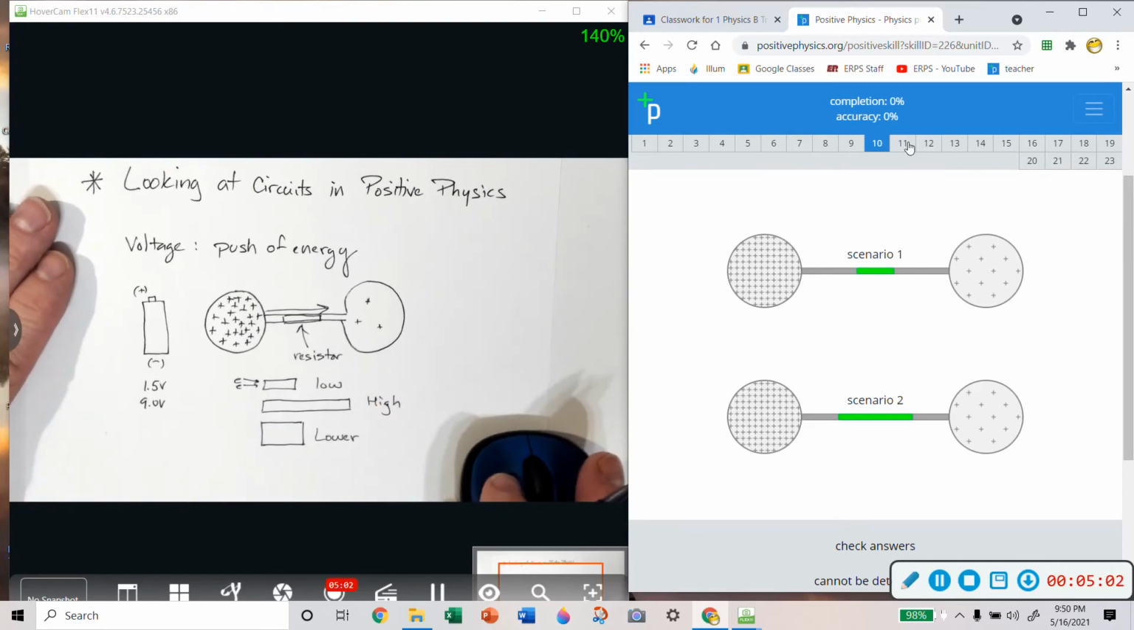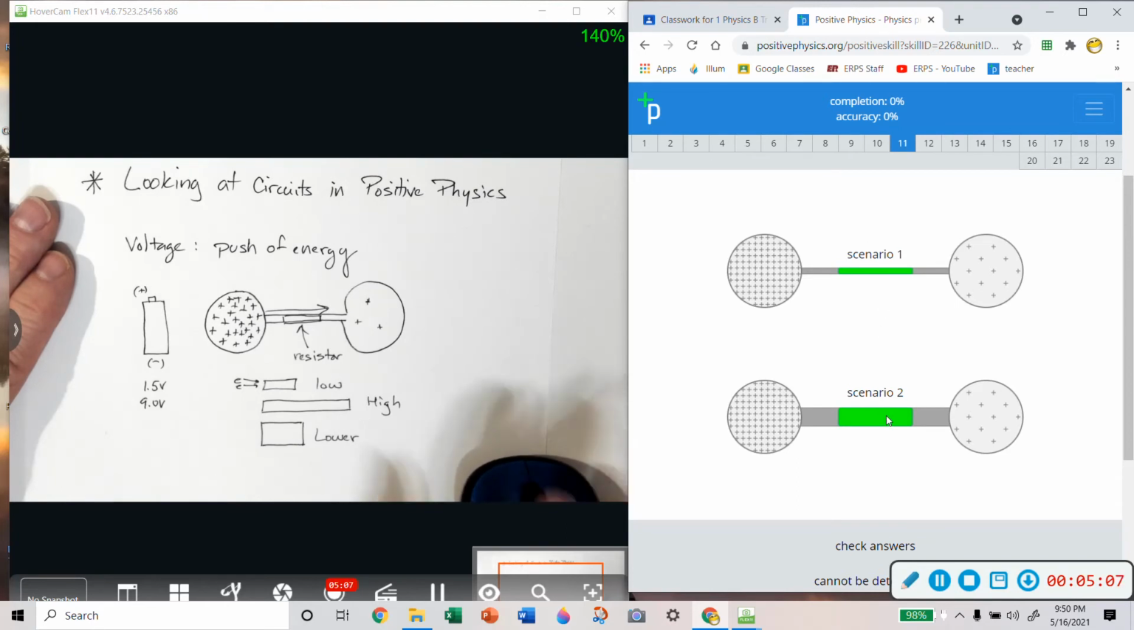And then we're going to get other pictures like this, where there you go, here it is. Which one has higher and which has lower resistance? I just helped you out. You have to answer the questions on that.